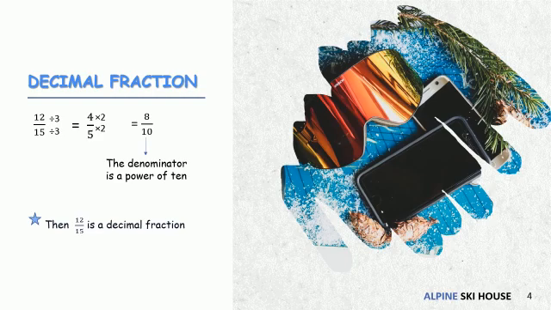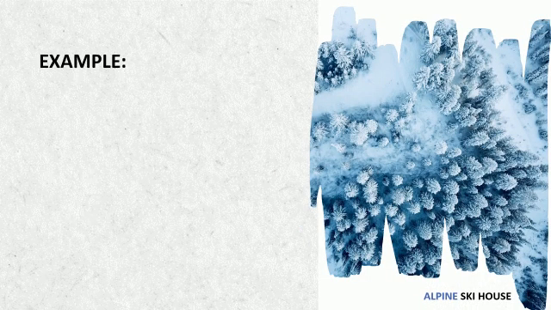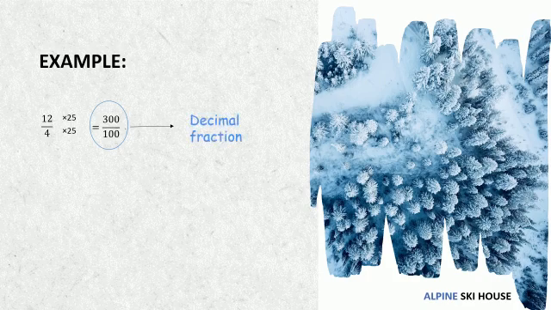So our first step is to find the irreducible fraction. The second step is trying to find a fraction of denominator as a power of 10. Example, we have over here 12 over 4. So 4, we can multiply it by 25 to have 100. So we must multiply 4 by 25, we will get 100, and 12 by 25, and we will get 300. So 300 over 100 is a decimal fraction, then 12 over 4 is a decimal fraction.